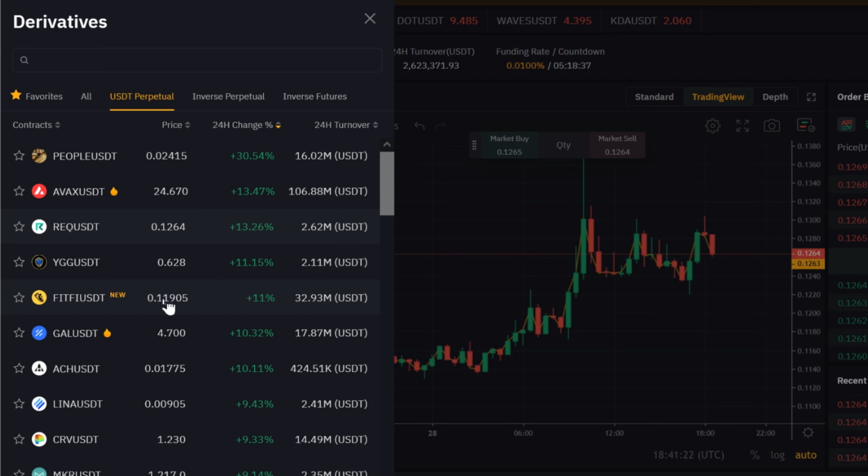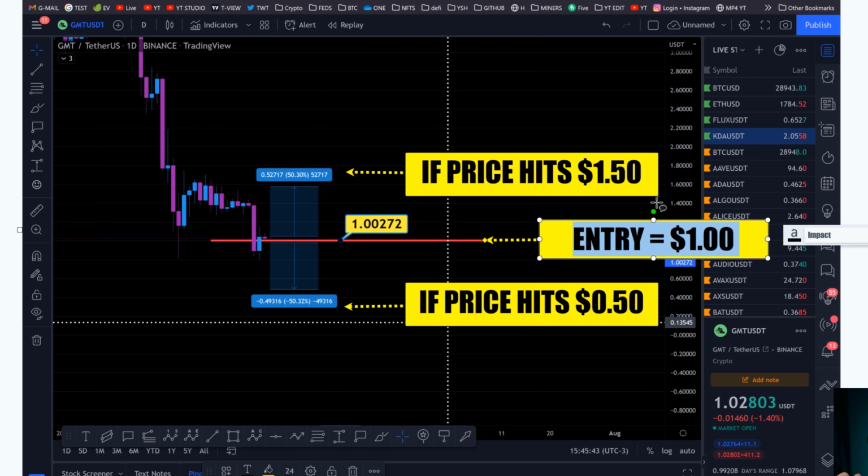So we entered that trade at $1. And then I have some measurements here on the chart. This red line represents the entry price, which was $1. And this is a measuring tool that shows you if the price goes up by 50%, which would be at $1.50, my trade would be up 50%.